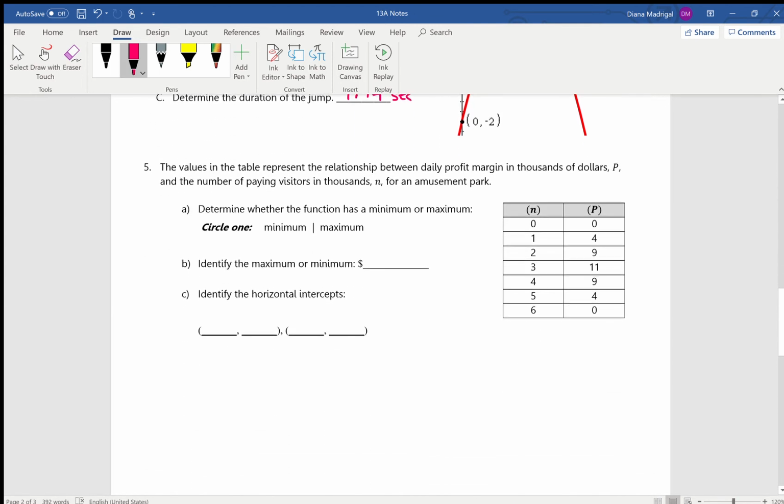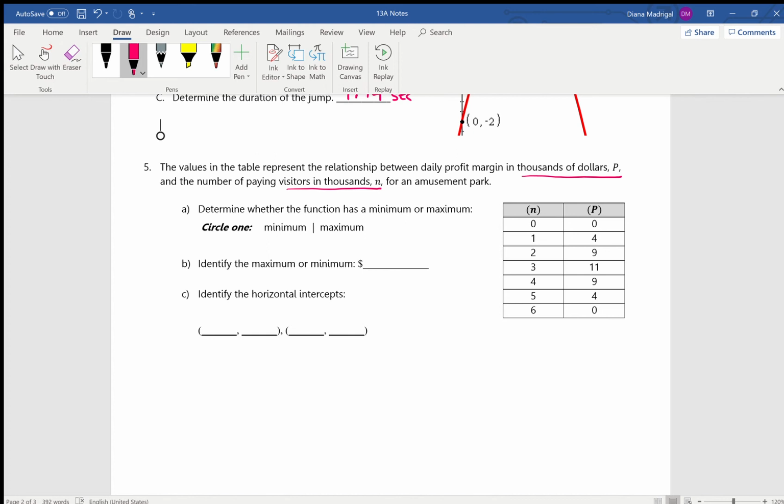All right, so those were graphs. Now let's talk about tables, okay? It's the same thing, pretty easy. It says the values in a table represent the relationship between daily profit margin in $1,000, P, and the number of paying visitors in thousands, N, for an amusement park.